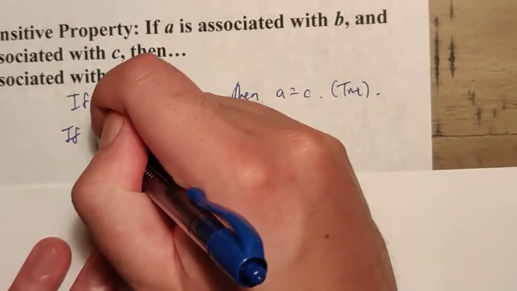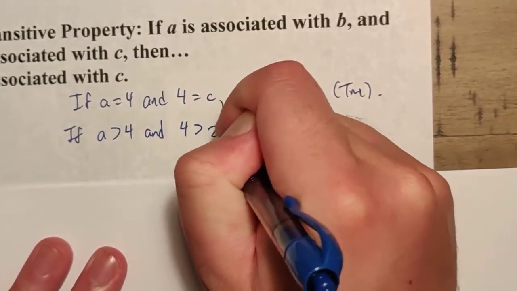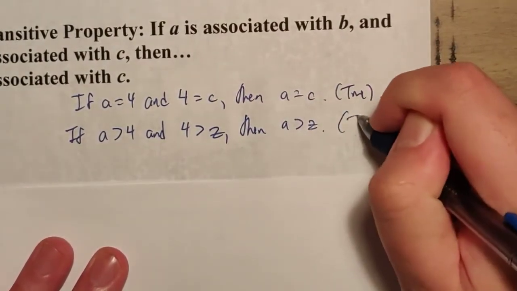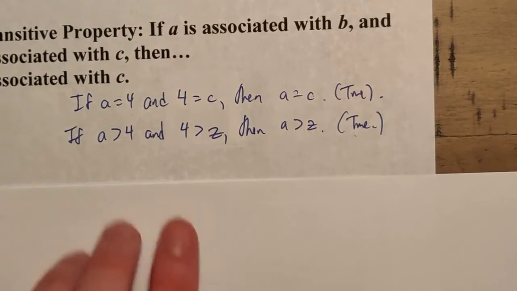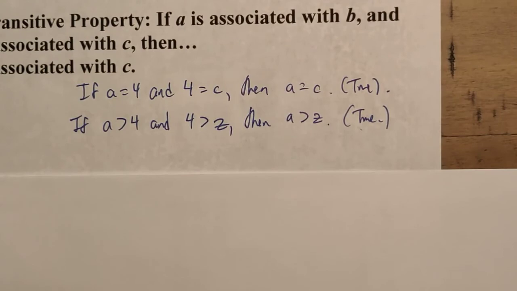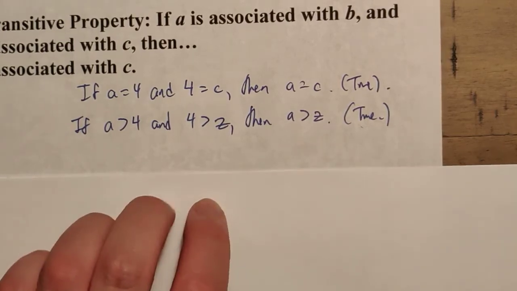We can do the same thing with inequality here, right? If A is greater than 4, and 4 is greater than Z, then A is greater than Z here. So we know that this is also true as well. So we saw that greater than failed the first two properties here, but it passes this third one here. The transitive property holds. So in this case, it's not a complete wash. It's not completely lost here. So we note that this is the case here.